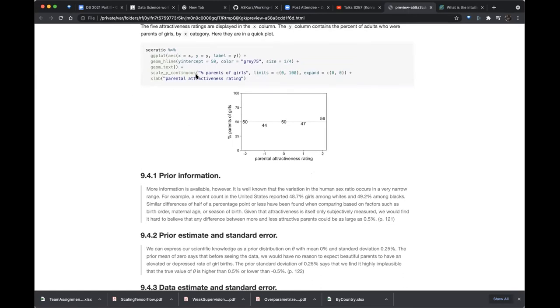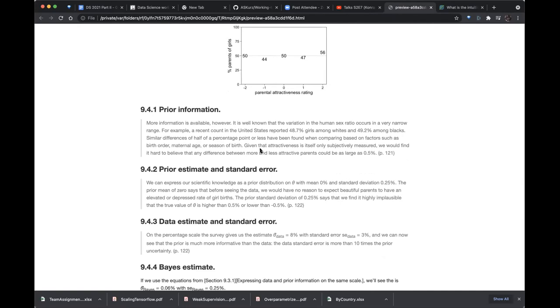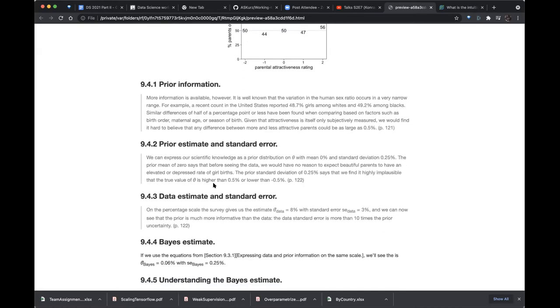So they said, okay, let's take the data and apply information that's totally outside of the data. We know variation occurs, as we all know. Typically there are more male children than female. When you compare between groups, you will see variations, like 48% among whites and 49.2% among blacks. Where they're going with that is, we know it occurs, but we're using attractiveness, which is subjectively measured. We can't say with the certainty that we could say whether somebody is black or white. You would find it hard to believe there would be a bigger difference than what you would see in other, more easily measurable things.